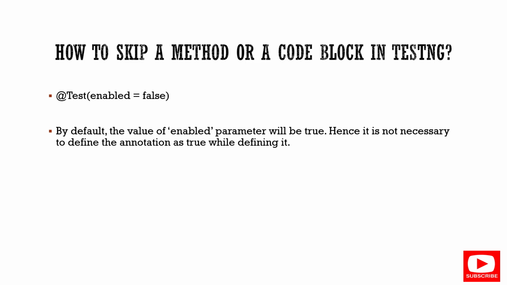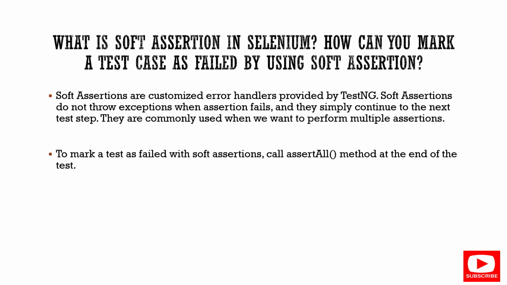You can use enable and disable from testng.xml, where you can have include and exclude. But at the TestNG @Test annotation level, you need to provide enabled equal to false or enabled equal to true. The default is true. If you want to disable a certain method, then you need to provide false. Let's move to the next question.